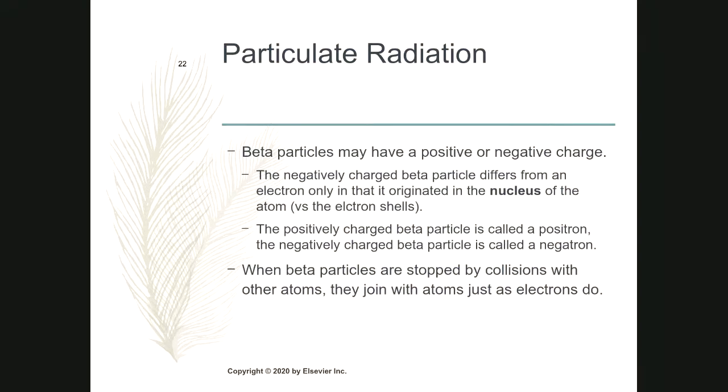And they talk about when a beta particle gets stopped by a collision with other atoms, like when it runs into another atom, it simply joins the orbital shells of those atoms just like an electron. So when they're emitted, it's a positron or a negatron, but once they interact with something or bump into something along the way, they simply would fill a void on the orbital shells and become just like an electron.